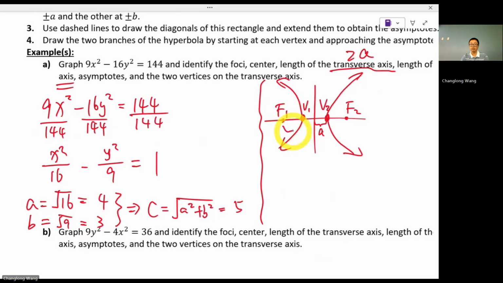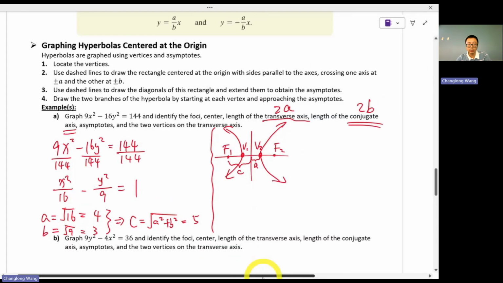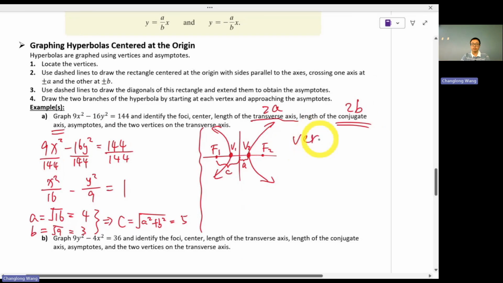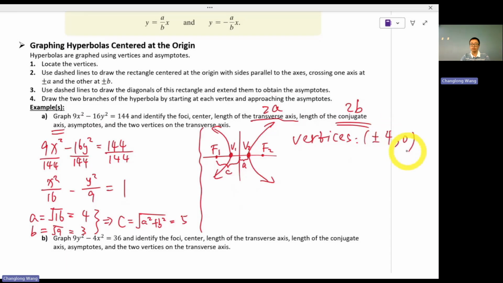Then what about the foci? How many units away from the center are we looking at? The foci are again associated with C. Therefore, use that sketch to remind you what those two foci and vertices are. So let's say the vertices are located at plus or minus A, right? What is A? 4. Plus or minus 4, comma 0. Foci are located at plus or minus C, comma 0.